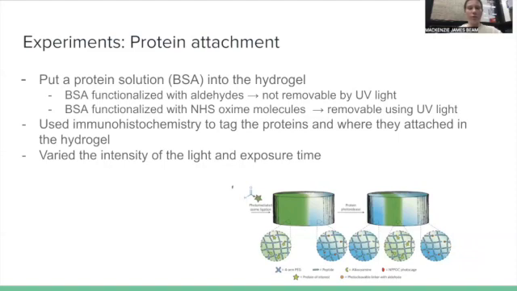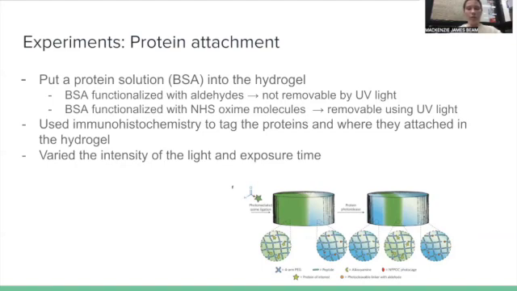So now I'm going to talk about a few of the experiments that they did in this study. The first one was to investigate protein attachment using their strategy. So they put 2 different protein solutions into the hydrogel, one of which was functionalized with aldehydes, which made their attachment not reversible with UV light, and then the other was functionalized with the NHS oxime molecules, as we just discussed. So it was removable using UV light.